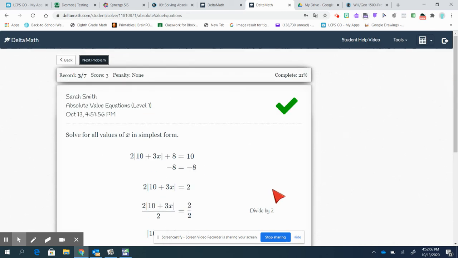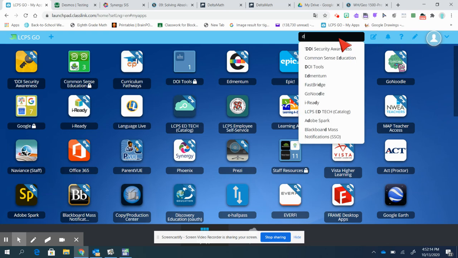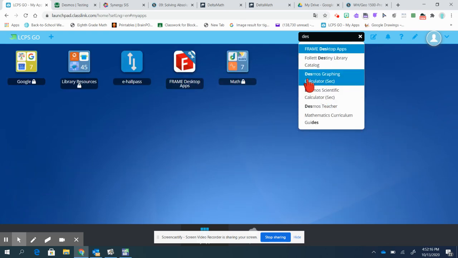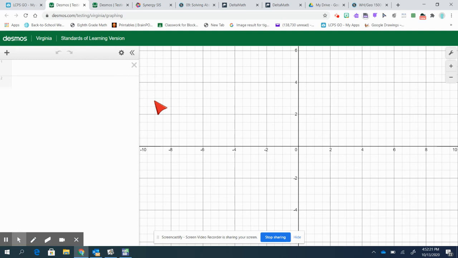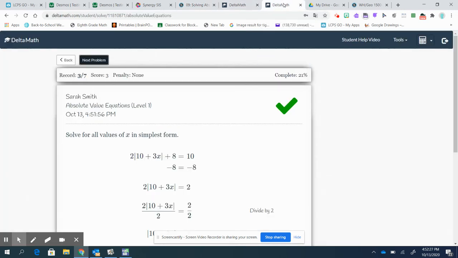And the other thing Ms. Driscoll showed us was how to use Desmos to check this. You can find Desmos in LCPS Go. You can just search, and you'd want the graphing calculator. Okay, so I'm going to check my work by putting in the original problem.